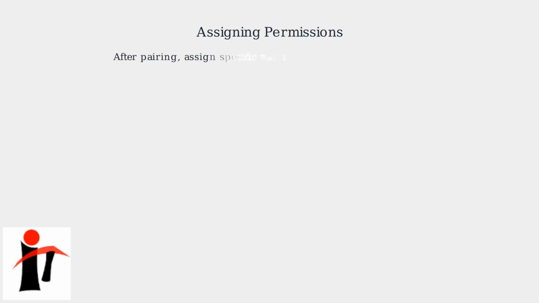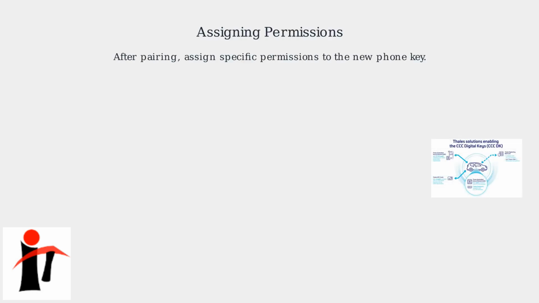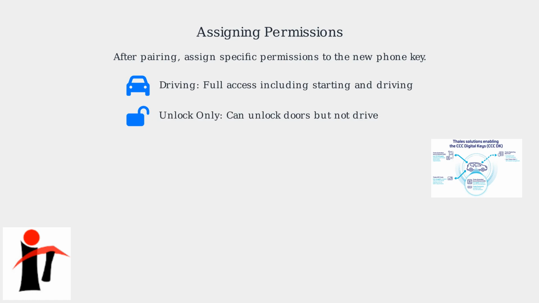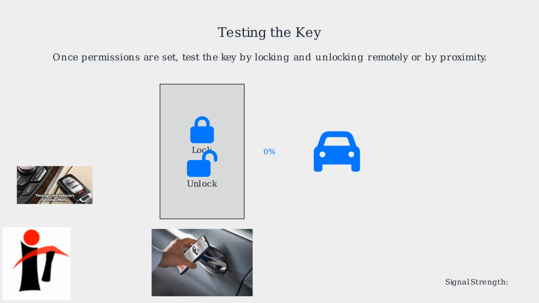After pairing the second phone key, you can assign specific permissions to control what each key can do with your vehicle. This provides granular control for multiple drivers. For example, you can grant full driving access, allowing the key holder to start and drive the car, or limit it to unlock only, which lets them open the doors but prevents driving. Now that permissions are assigned, test the new phone key to ensure it works correctly.